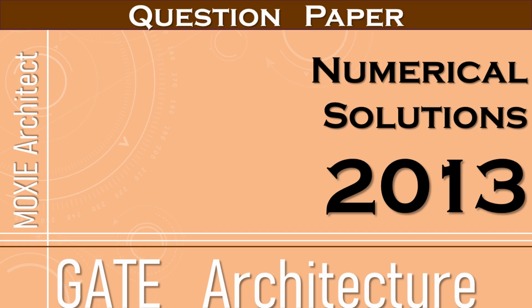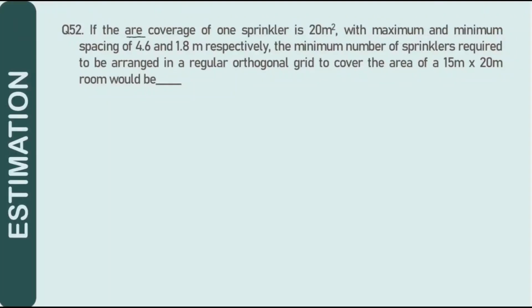Today we will solve the numericals of previous year GATE question papers. So let's dive in. If the area coverage of one sprinkler is 20 meter square and the maximum and minimum space is 4.6 and 1.5 respectively, then the minimum number of sprinklers required to be arranged in an orthogonal grid to cover the area of 15 meters into 20 meters room will be.